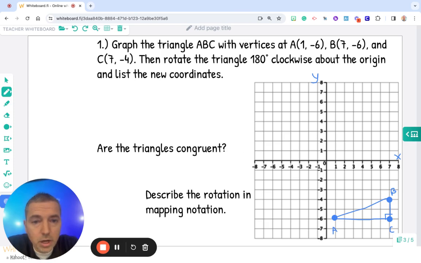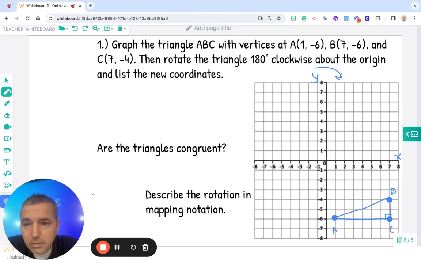So it wants us to do 180 degrees clockwise. So clockwise means to the right, like a clock, right? So we're turning this 2 turns. 90 would be 1 turn, 180 would be 2 turns, and 270 would be 3 turns. 360 would take me all the way back to the beginning, or to the original, right? So 180 degrees clockwise, I'm going 2 turns to the right. Right now it's in quadrant 4. I know it's going to end up in quadrant 2. But to get that to happen, let's talk about the mapping notation.